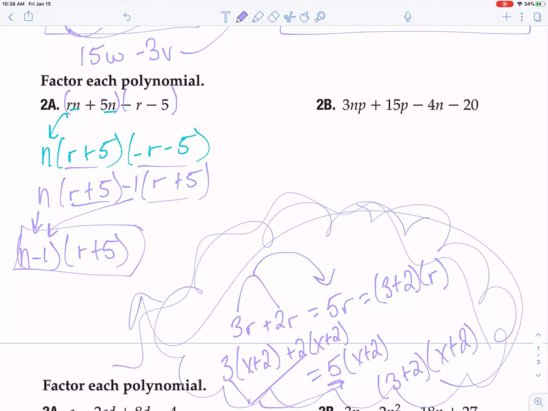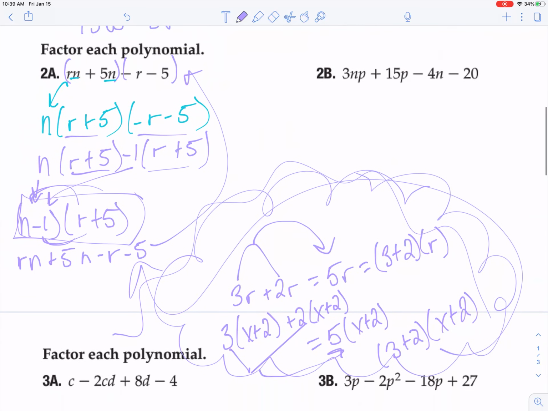You want to know if you got it right? Then distribute. FOIL. N times R is Rn. N times 5 is 5n. -1 times R is -R and -5. Did you end up where you started? Boom. Mic drop. Okay, maybe not a mic drop, but there it is.